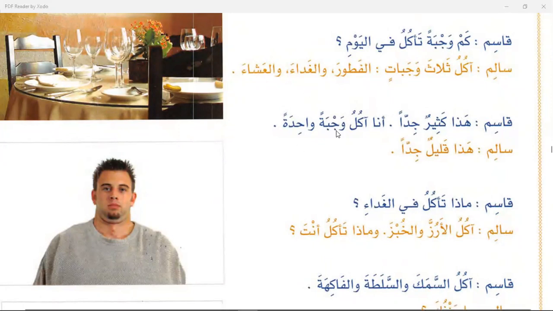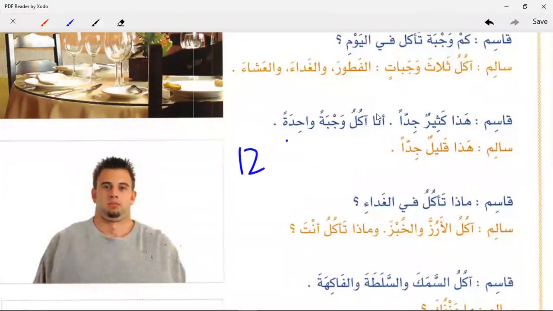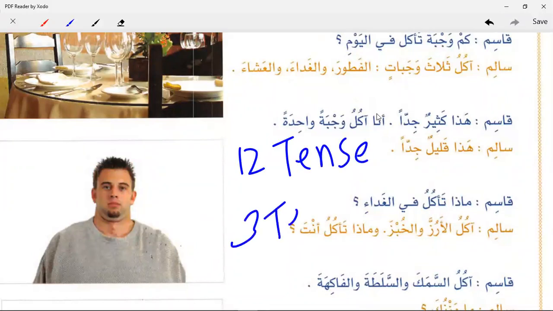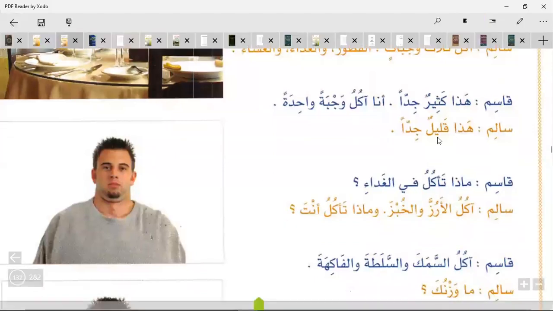Someone is asking, Tazhabu is present tense. So in Arabic, we have only three tenses. In English, we have 12 tenses. But in Arabic, we have three tenses only. So for present and future, we say Tazhabu, Yazhabu. Sometimes we use the particle Sa or Sawfa, but it is also Fil Muzari. We'll study it later, inshallah, in detail.